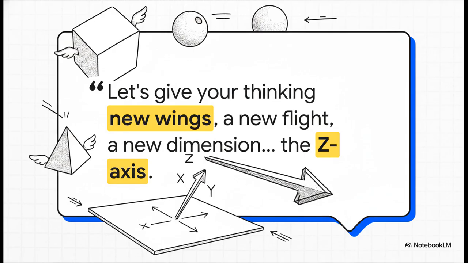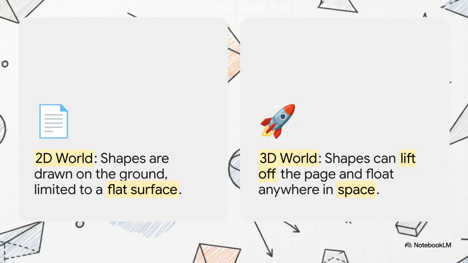This is the revolutionary leap. We introduce a third direction, a brand new axis that literally gives our shapes flight. And that's the z-axis. It represents depth, the freedom to move forward and backward. I mean, just think about that difference for a second. In that old 2D world, a shape is just stuck. It's drawn on the ground. But now, with the z-axis, that same shape can suddenly lift right off the page and just float anywhere it wants in open space. This one simple addition completely transforms our entire mathematical universe.